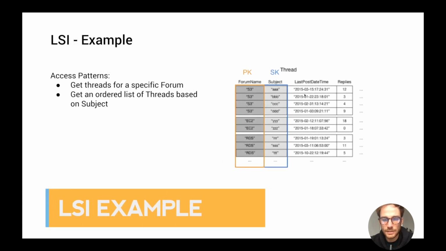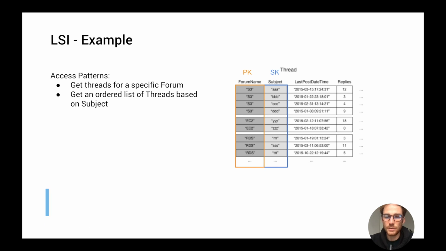Okay, let's explore this example that I took from the AWS documentation. We have a table which represents forums and threads. Forum name is the partition key in this case, and the subject is the sort key. Then we have other attributes, for example, last post date time and number of replies on the thread. With this table structure, it's easy to query different access patterns.